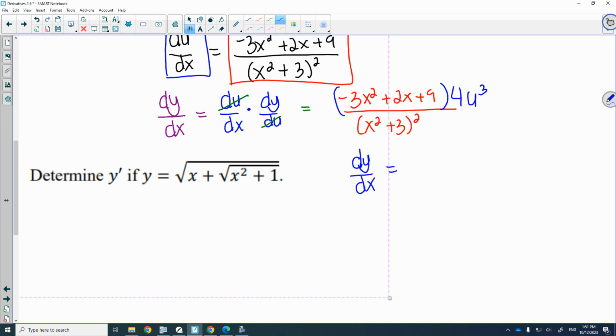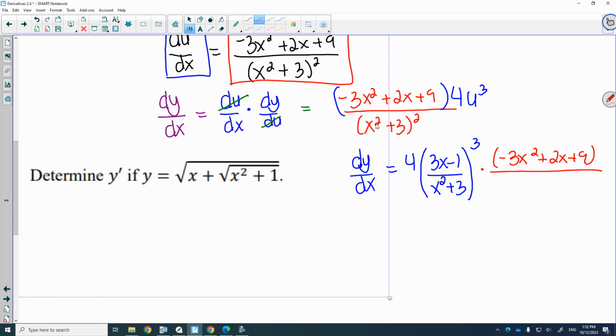You know what I'll actually do? Let's put the 4u cubed in front. So 4 times u, and remember u was my inner function, 3x minus 1 over x squared plus 3. And then that is multiplied by this function here. So there's my 4u cubed, multiplied by negative 3x squared plus 2x plus 9 all over x squared plus 3 squared.